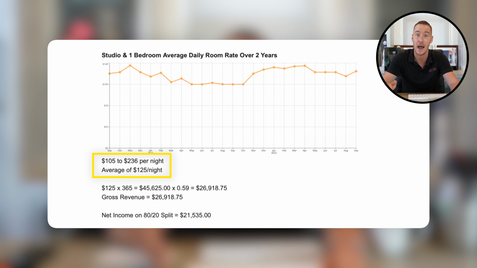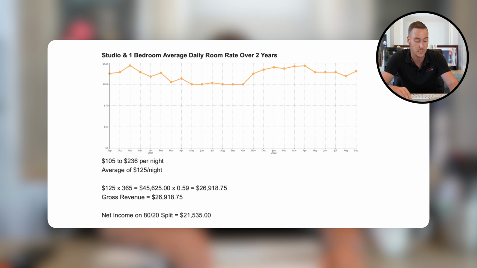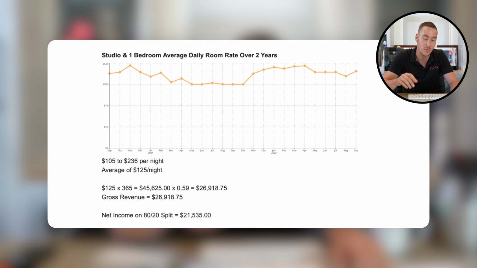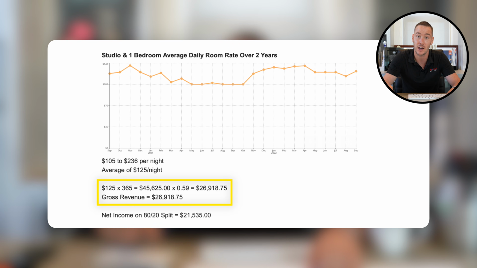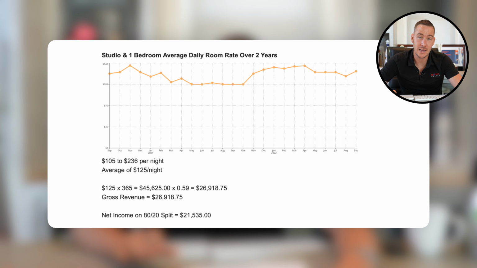So what we've done is average these out so we can take our data and extrapolate what our gross income is going to be. When we do that, we get an average of $125 a night. We multiply that by 365, then multiply that by our occupancy rate of 59%, which gives us our gross income annually of $26,918.75.